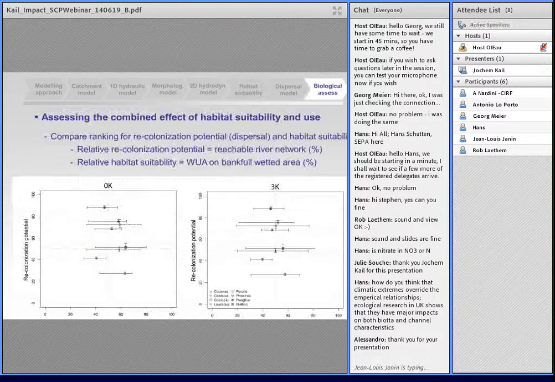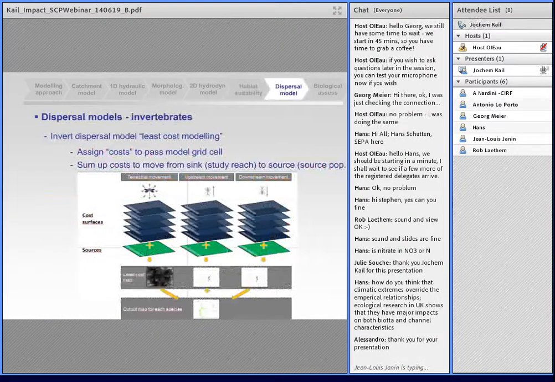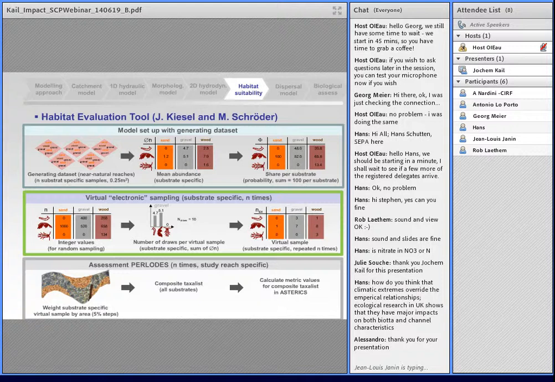What the partners did is, based on this large number of samples, to calculate mean values for different species on different substrates. So, for example, Gammarus pulex abundance on sand was like 1.2 individuals, and so on. And based on this, it was possible to do this kind of modeling.